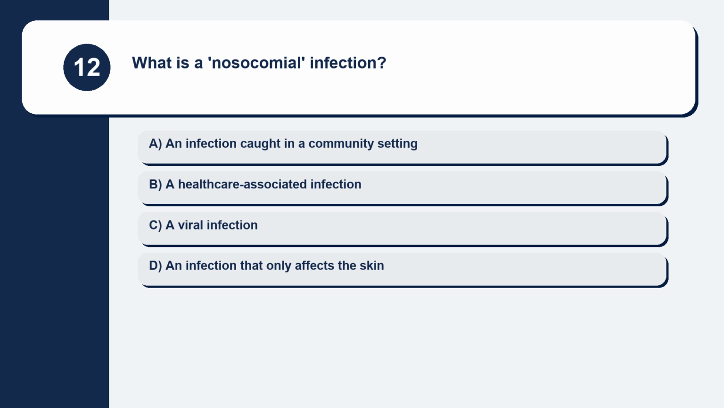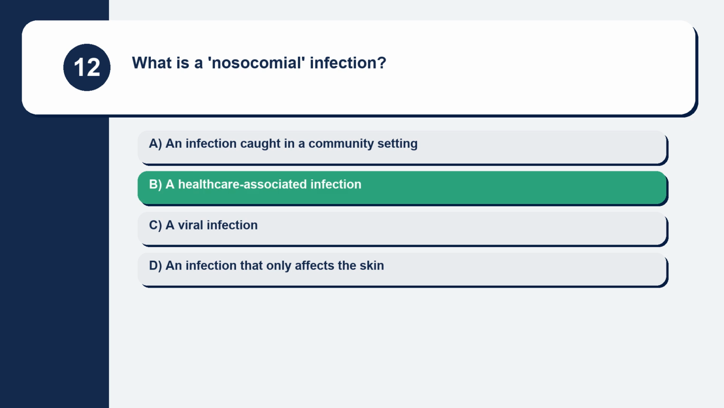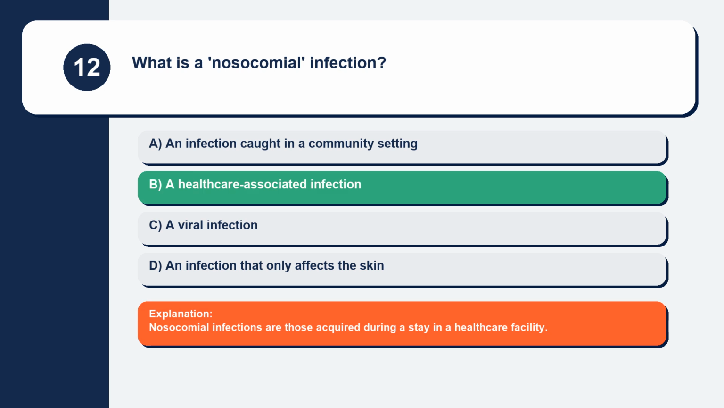Question 12. What is a nosocomial infection? An infection caught in a community setting. A healthcare-associated infection. A viral infection. An infection that only affects the skin. Nosocomial infections are those acquired during a stay in a healthcare facility.